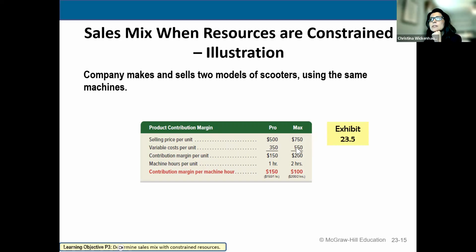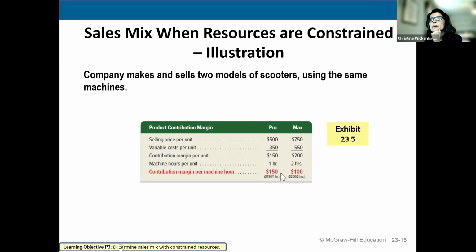My variable costs are 350 for the Pro, 550 for the Max. So my contribution margin is 150 for the Pro and 100 for the Max. Now we're going to take this a step further. Now we need to understand the machine hours per unit. This is our scarce resource, right? Either we're using it to create this product or that product. And so it only takes 1 hour to create the Pro, whereas it takes 2 hours to create the Max.